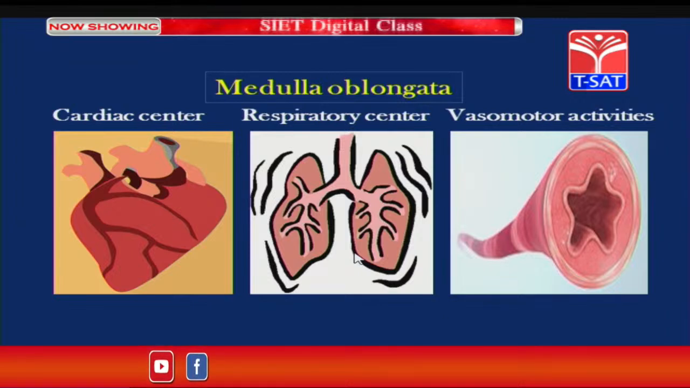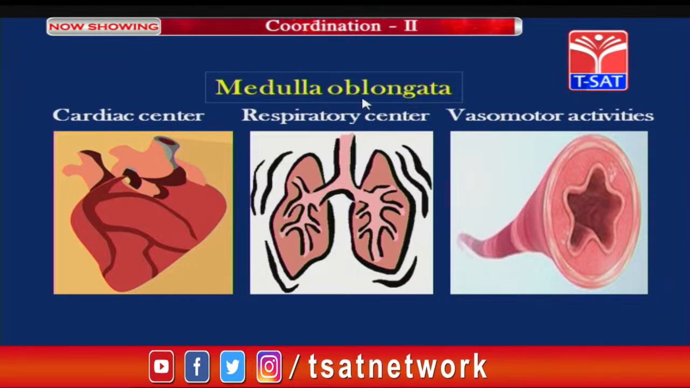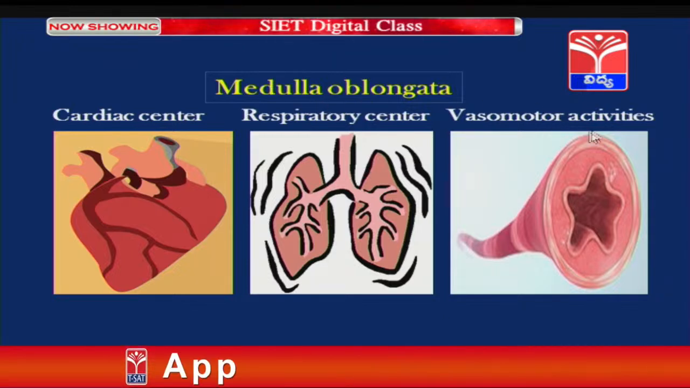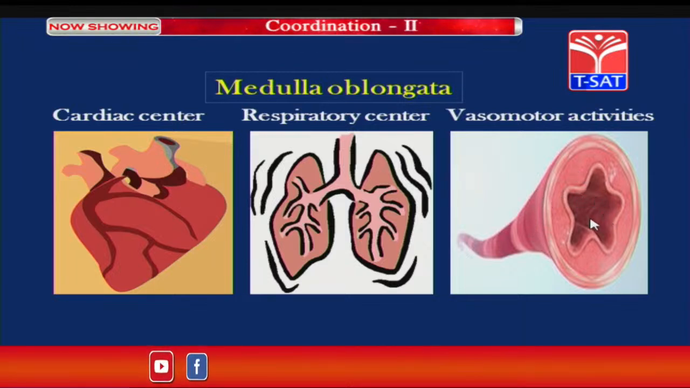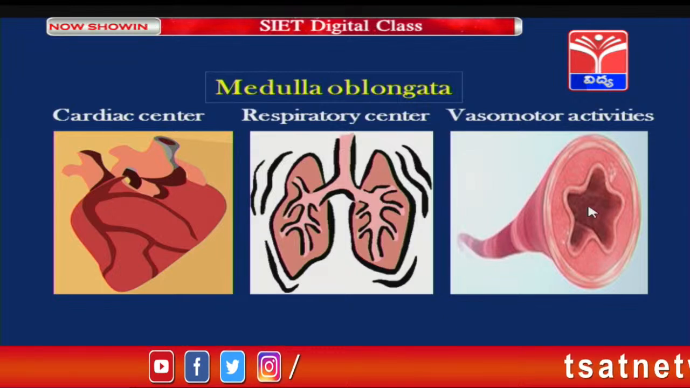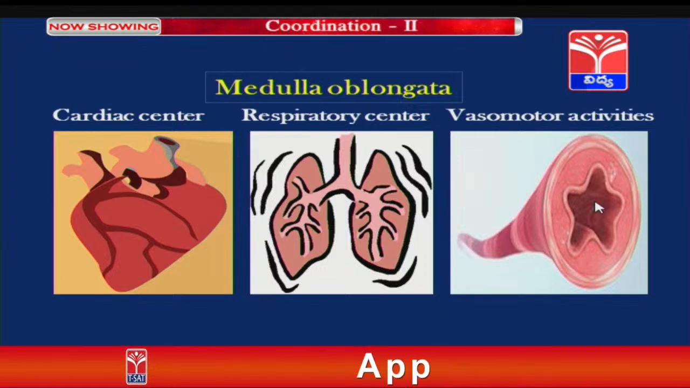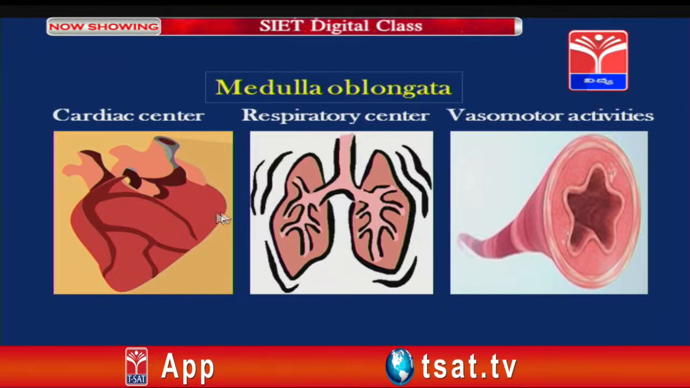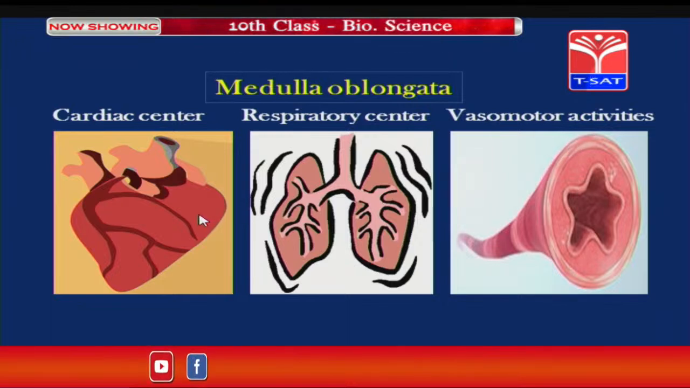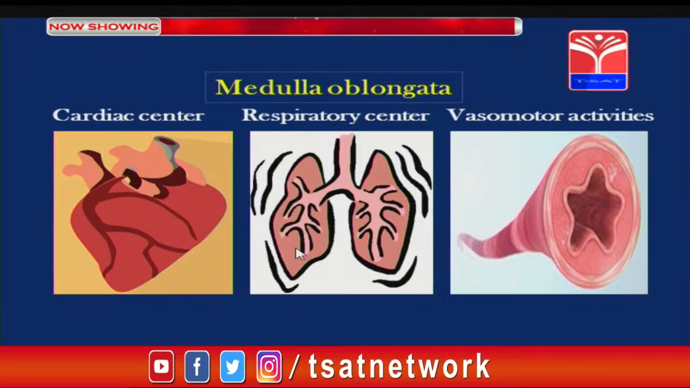Even our respiratory center is under the control of the medulla oblongata. Our breathing movements are under its control. Even vasomotor activities. Vasomotor activities, in the sense that our blood vessels contain smooth muscles. So the dilation of the blood vessels, that is increase in the volume of the lumen, or decrease in the size of the lumen of the blood vessels, that is increasing or decreasing blood pressure, is called vasomotor activity. So all the involuntary and important life-saving activities are under the control of the medulla oblongata.